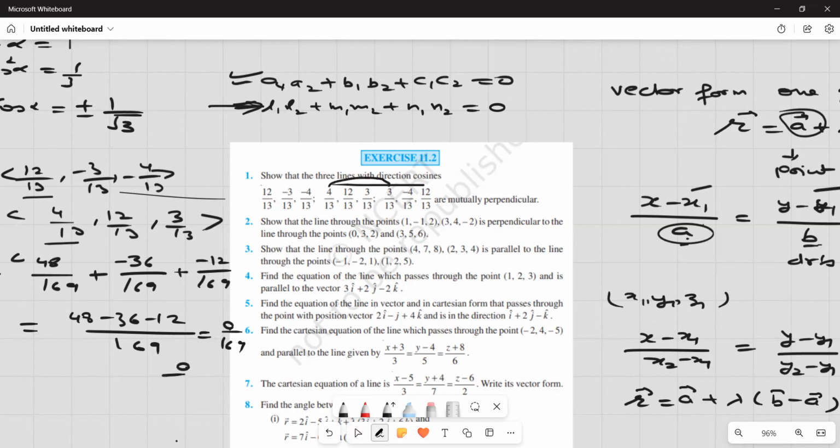4 into 3, 12. 12 into minus 4, minus 48, and this is 36. So the same, it will also be 0. So you can show this by this one: L1 L2 plus M1 M2 plus N1 N2. And if DRs are given, then you will apply this one: A1 A2 plus B1 B2 plus C1 C2.